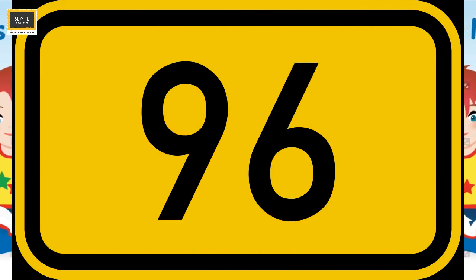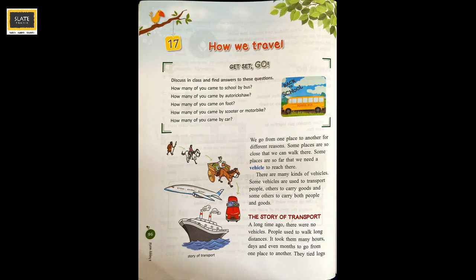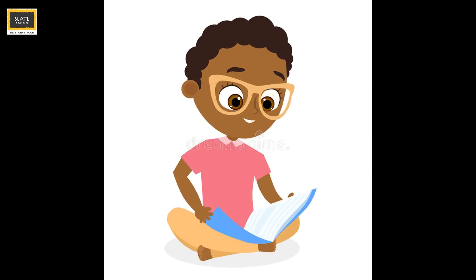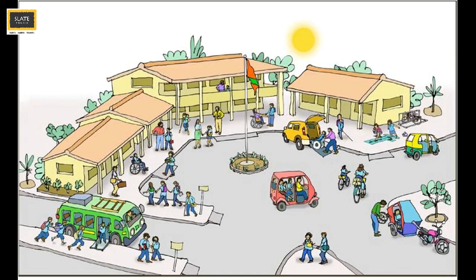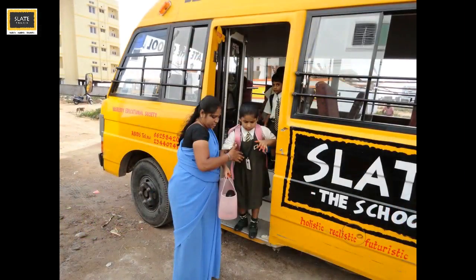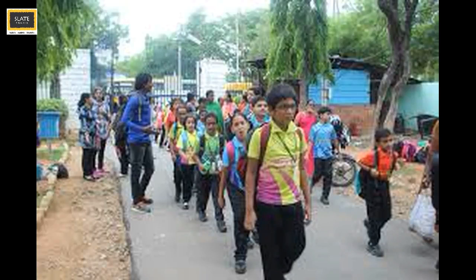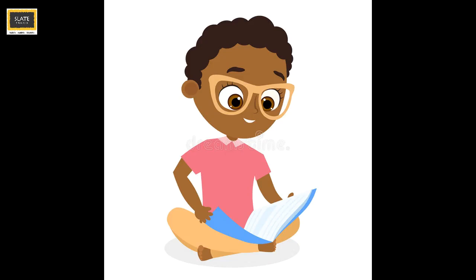Slaters, please turn to page number 96. Slaters, the first Get Set Go exercise is a simple one where you will have to write which means of transport you use to reach the school. I am sure you all must be aware of all the means of transport used for reaching this school. This includes the school bus, auto rickshaw, scooter, motorbike, car, or by foot. Now let's start reading the lesson.